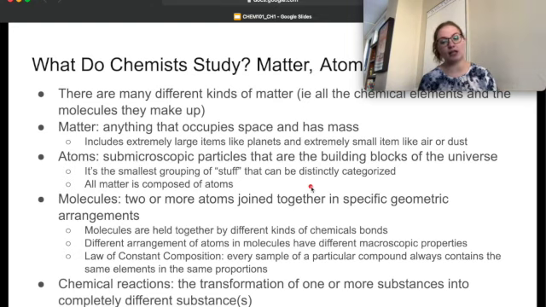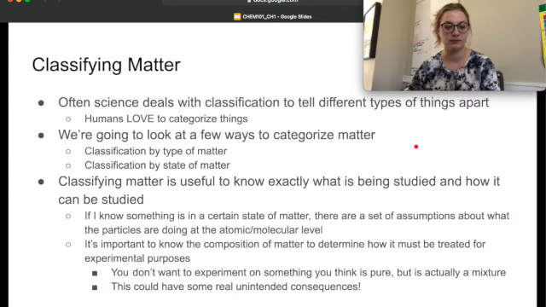So chemical reactions are the last little definitional guy we've got to get out of the way here before we move into some of the more interesting things like categorization. Chemical reactions are the transformation of one or more substances into completely different substances. So a chemical reaction takes a set of starting molecules, and in the end will end up with something entirely different. So anytime you start with one thing and end up with something else, you've got a good case that you've got a chemical reaction.